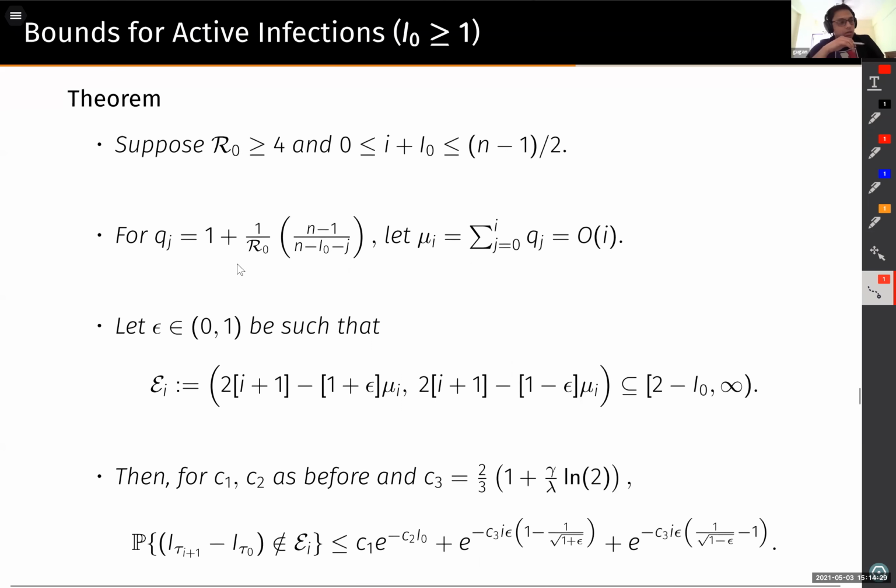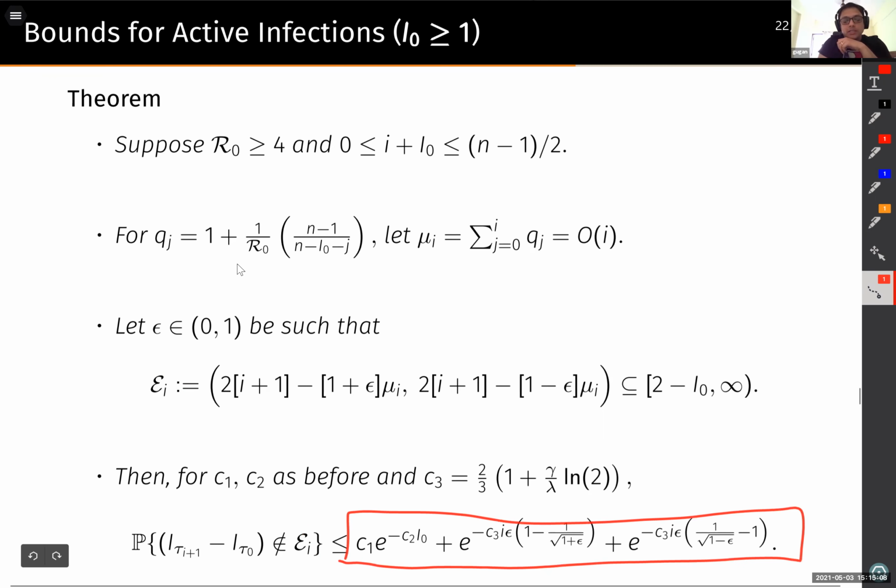All right. So the most important theorem. I think I'm almost at the end of the time, but this is our most important theorem. Let's assume that R0 is bigger than 4, and again I and I0 satisfy such a condition. Let EI be an event of the following form, I will explain what these mu i's are, and let's assume that this event EI is a subset of this. If such an event occurs, then the probability that the number of infections at time tau I plus 1 does not belong to EI is upper bounded by this expression over here.